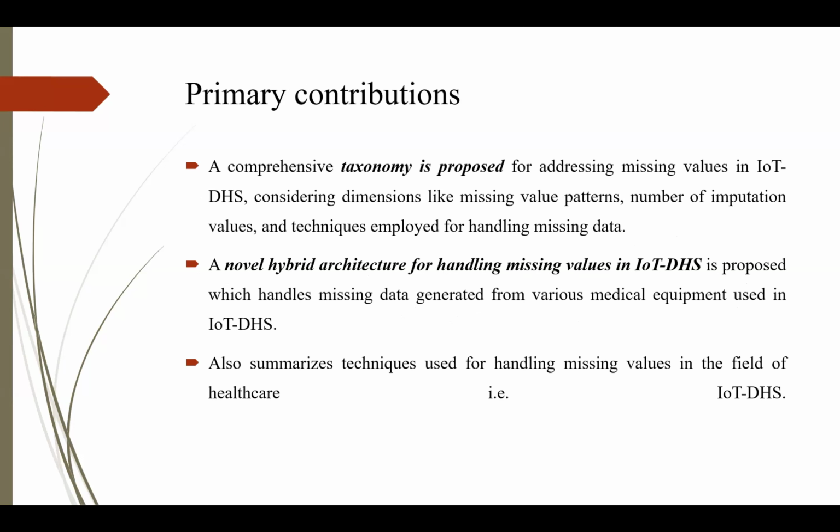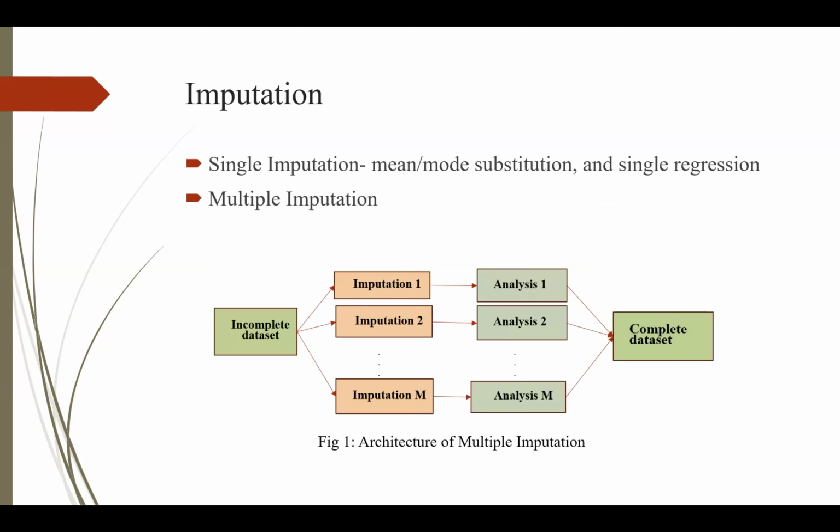So, identifying this gap, the main contribution of the research work is that we proposed a taxonomy for addressing the missing values in IoT-based distributed healthcare systems by considering various dimensions like missing value patterns, number of imputed values, and techniques employed for handling the missing data. A novel hybrid architecture for handling missing values in IoT-based distributed healthcare systems is proposed that will handle the missing data generated from various medical equipments. And also, we have summarized the techniques for handling the missing values in healthcare.